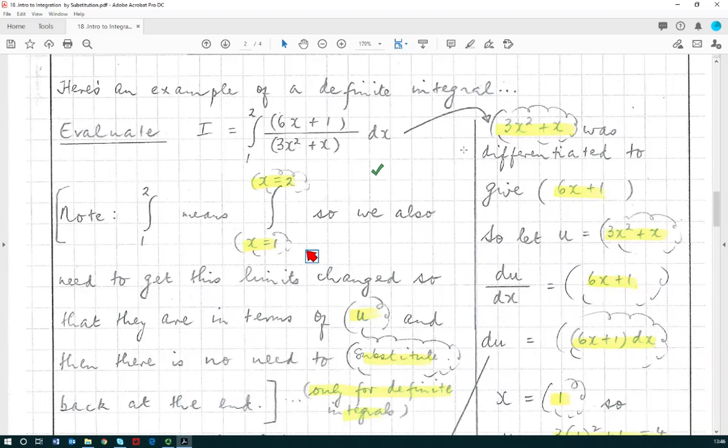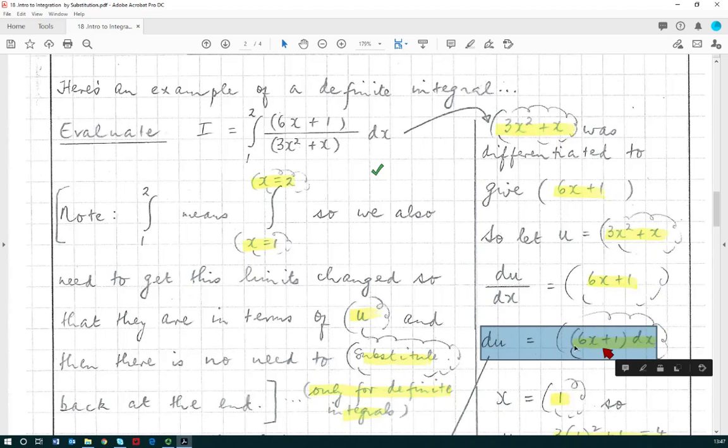We notice that the 3x squared plus x on the bottom, if you differentiate that, you will get 6x plus 1, which is on the top. So I've noted that here, and we know what u is going to be. u is going to be the thing that was differentiated. So let u be equal to 3x squared plus x. Differentiate that, you get du/dx equals 6x plus 1. I must try and set up the 6x plus 1 dx. So from here, let's bring the dx across, and we'll get (6x plus 1) dx equals du. All right, so I'm ready for that part there.